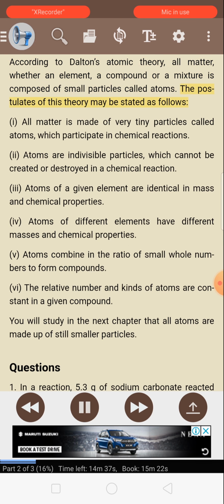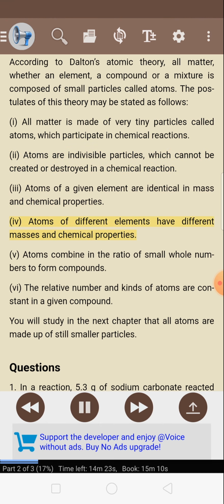The postulates of this theory may be stated as follows. I. All matter is made of very tiny particles called atoms, which participate in chemical reactions. II. Atoms are indivisible particles, which cannot be created or destroyed in a chemical reaction. III. Atoms of a given element are identical in mass and chemical properties. IV. Atoms of different elements have different masses and chemical properties. V. Atoms combine in the ratio of small whole numbers to form compounds. VI. The relative number and kinds of atoms are constant in a given compound.